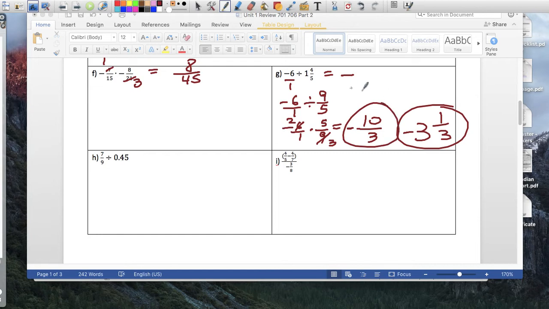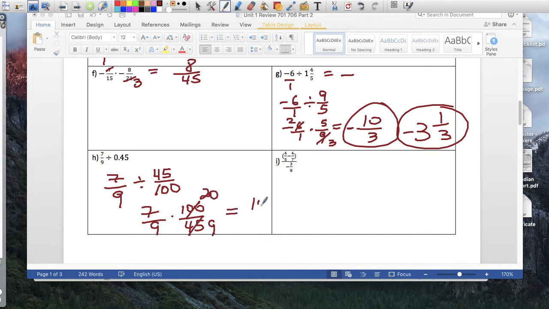So look at your multiple choices. And depending on what they are, you leave it as an improper fraction. You change it if necessary. So this is just division. I'm going to change 0.45 to 45 over 100. Change our division to multiplication. Simplify what I can. In this case, this divided by 5 is 20. This divided by 5 is 9.